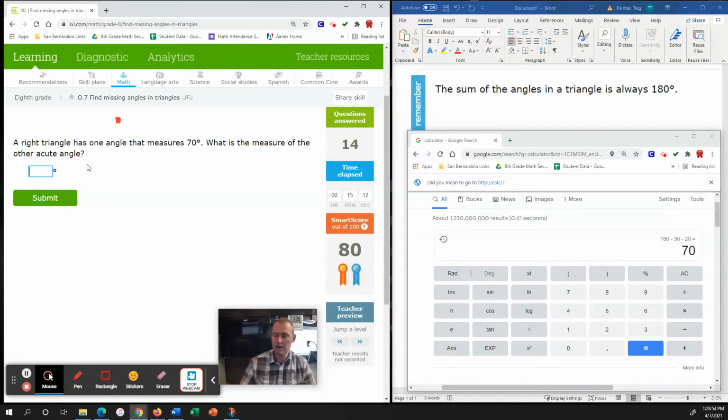There's our SmartScore of 80. It took a little bit more effort because I didn't read the question correctly. But lesson learned, you're going to read the question carefully. Learn from my mistakes so you don't have to do extra work that you don't want to do. Besides that, this concludes the IXL tutorial for O7, find the missing angles in a triangle.